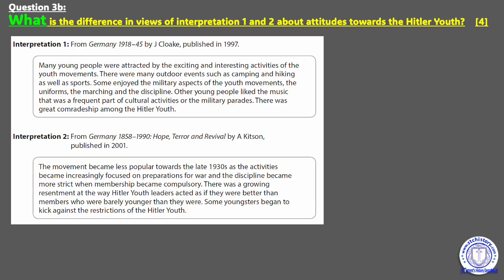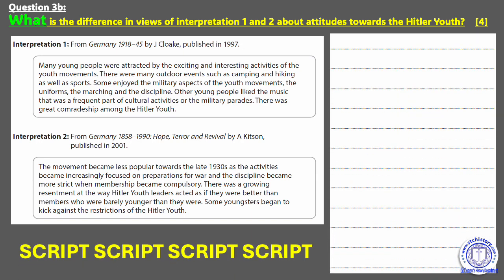And sometimes it's because you haven't used the script properly, and you've missed the point a little bit. So question 3B, 4 marks, is asking us essentially, what is the difference in views between interpretation 1 and 2 about attitudes towards Hitler Youth? Don't forget the focus of our question. So what is the difference in the views? And this is where some people get 3C wrong, because they just repeat what they say now instead of why are they different. So for now, let's just put a little bit of a script box on there. Remember the script.